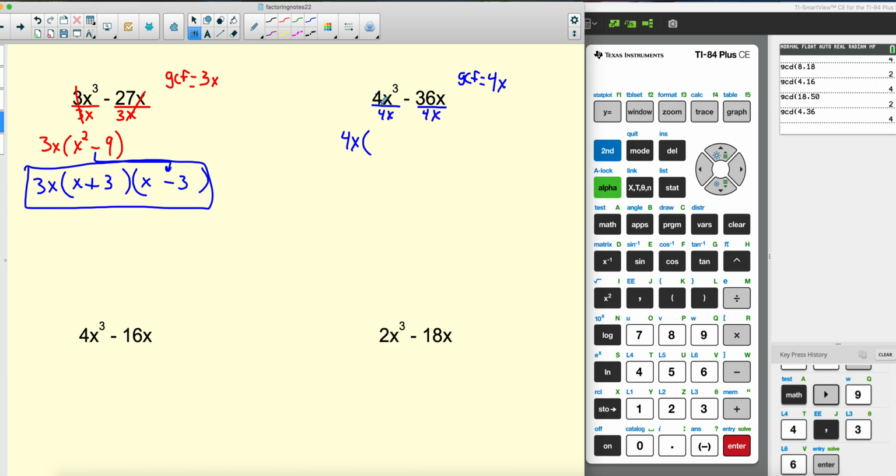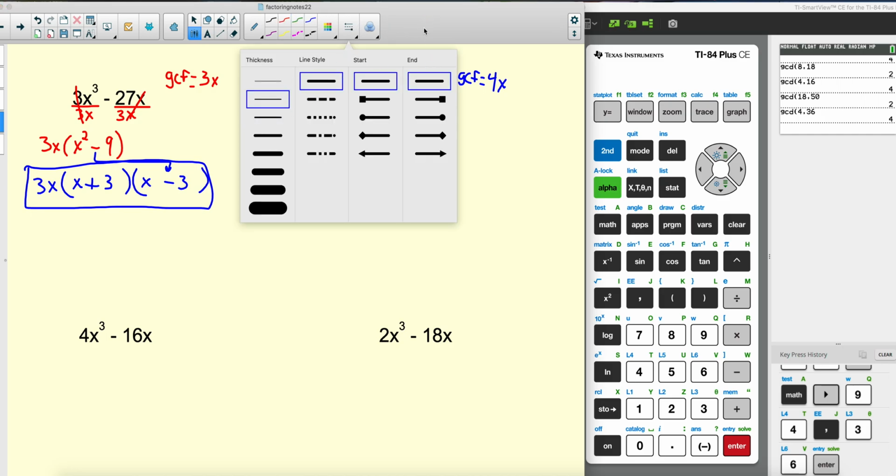4 divided by 4, they cancel. X to the third divided by x is x squared. Minus 36 divided by 4. Boom. And of course, x divided by x cancels. And you close parentheses. Now we know, right from this stage on, you have a perfect square, no problem.